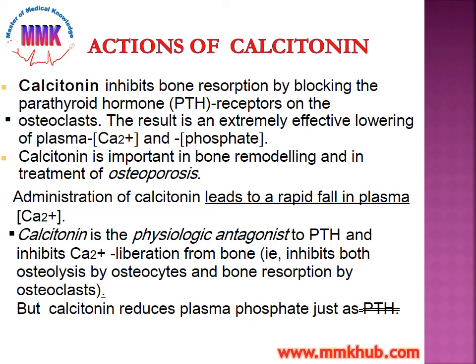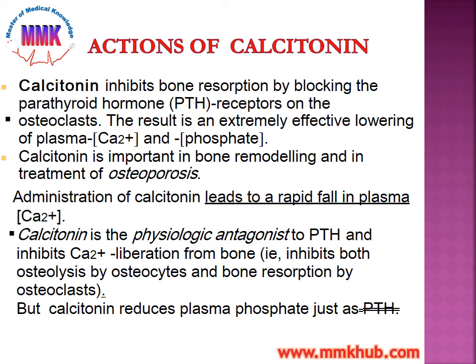Next is the action of calcitonin. Calcitonin inhibits bone resorption by blocking the parathyroid hormone receptors on the osteoclast. This results in an extremely effective lowering of the plasma calcium and phosphate levels. Calcitonin is important in bone remodeling and in the treatment of osteoporosis.